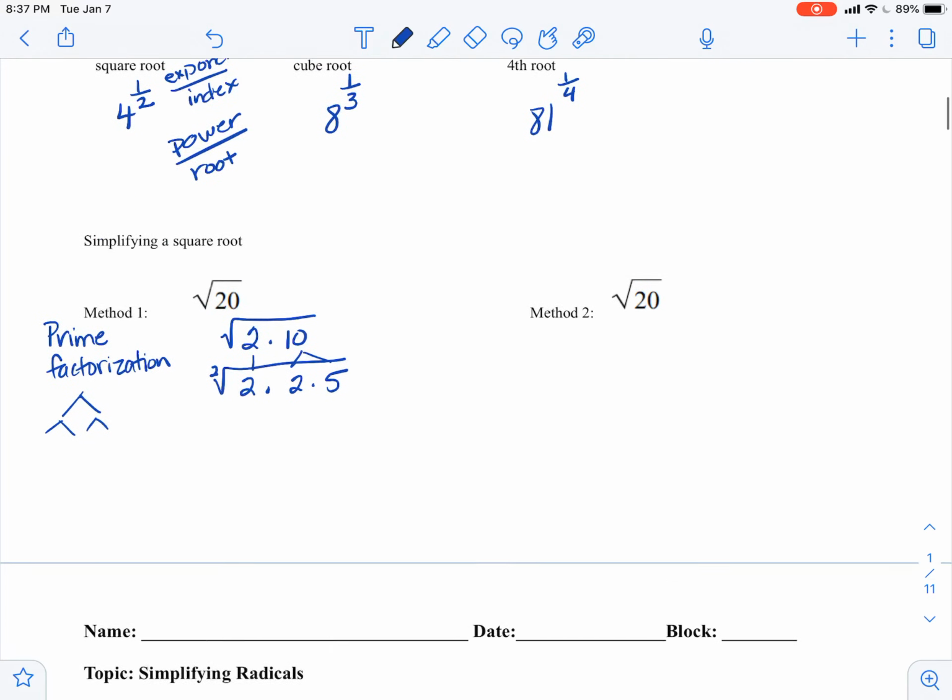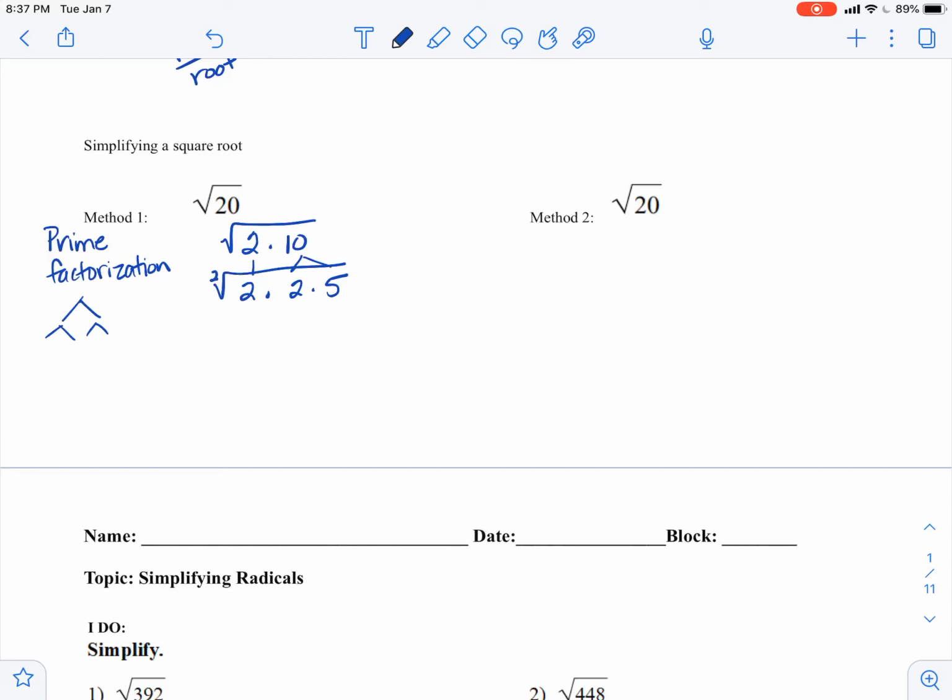So when I come here, what I do is I say, okay, I have a set of 2s. That's my 2 times 2 is 4. Square root of 4 is 2. And so this becomes 2 square root 5. Or another way I tell the kids is once you have a partner, you can come outside. And so that group of 2s comes outside. So that is what we call prime factorization.